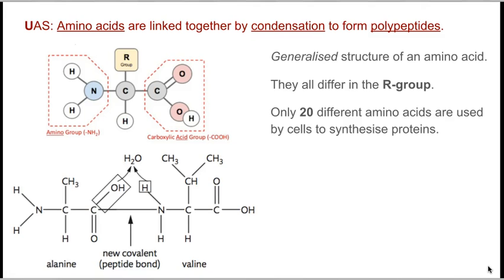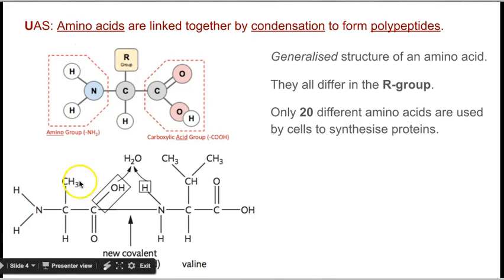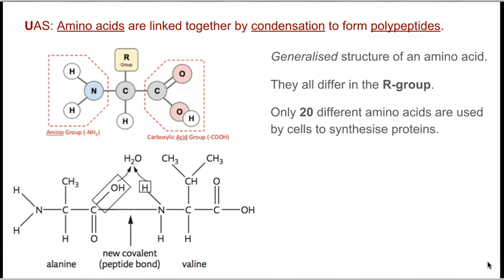Okay, so let's look at an example of a condensation reaction. This one here is between the amino acid alanine and the amino acid valine. We can see alanine here, and we can see valine here. So we can see the generalized structure there, and we can also see them differing in this R group here. You can see the R group of alanine is very simple, CH3, with a much more complicated R group in valine.